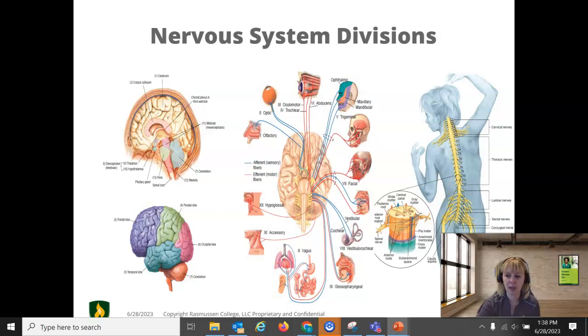E-F-F-E-R-E-N-T. The cranial nerves originate in the base of the brain and emerge through openings in the base of the skull. Spinal nerves emerge from the intervertebral spaces, and those are found in your spinal column, and they extend to various locations of your body.